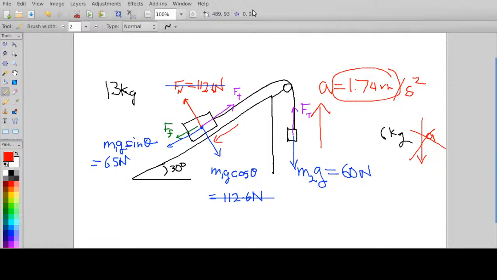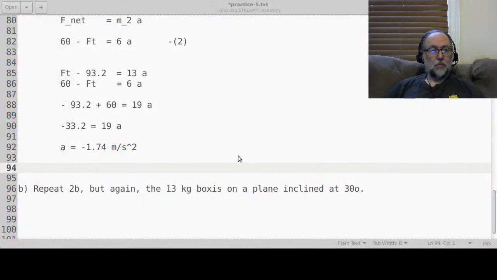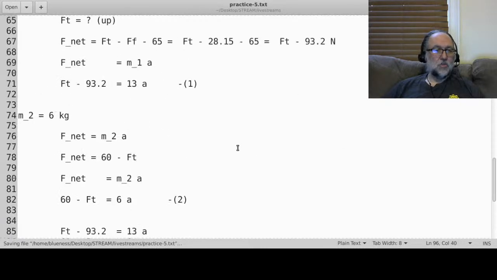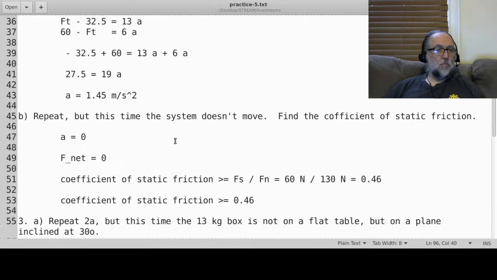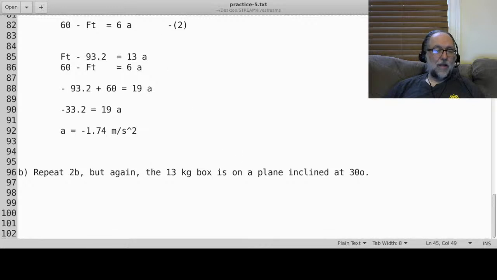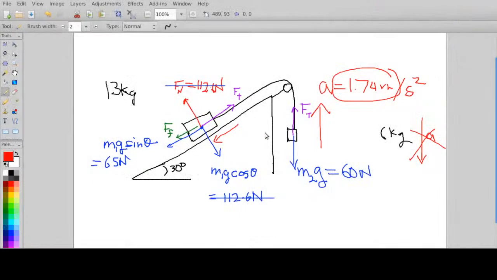And now what we're going to do is repeat this, but assuming static friction, and it's going to be a lot easier, as you'll see. So this time I say repeat 2B, but the 13 kilogram box on an inclined plane. 2B was where the system doesn't move. So basically we've got exactly the same diagram as this, but there's no acceleration.